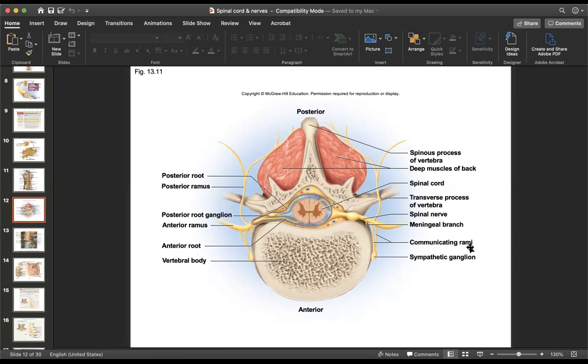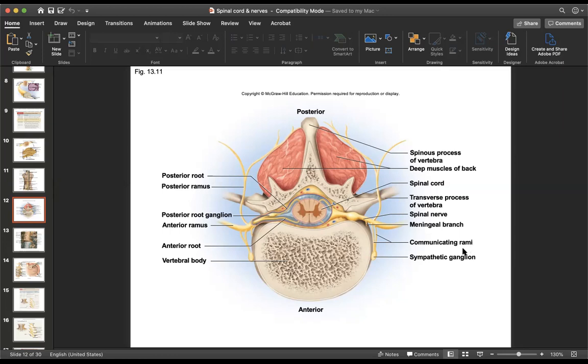I don't know if your lab manual... I don't think the lab manual actually mentions the communicating. Yeah, it does. Okay, on page 184 in your lab manual, you have it. Now, again, some books Latinize it a little bit more. Your lab manual calls it the rami communicantes, communicating ramus. Either or, it's the same thing.